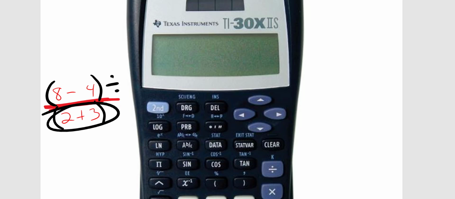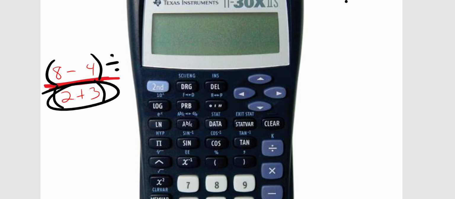Square roots. Real quickly, let me show you where the square roots are. Basically, square roots are here. But you see how that's above the x squared? So what you need to do is push this button first. If you hit second, that gives you all those features above the keys, like above the x squared. You should see right here there is a square root, and that's how you want to do the square root.